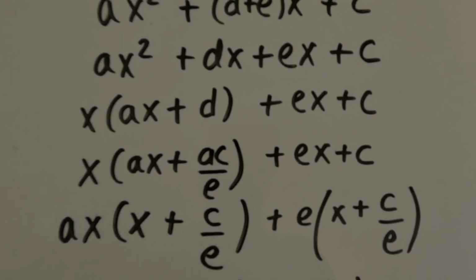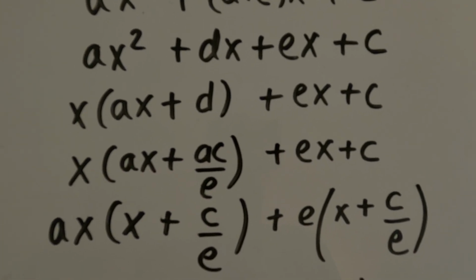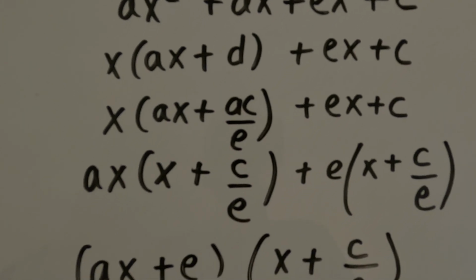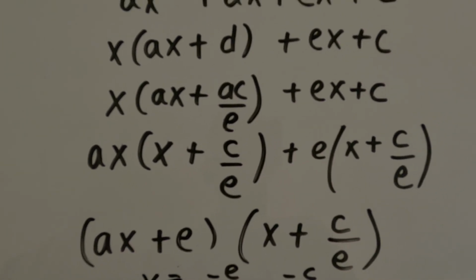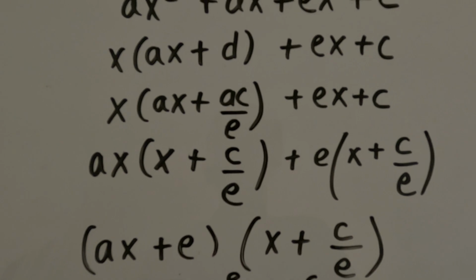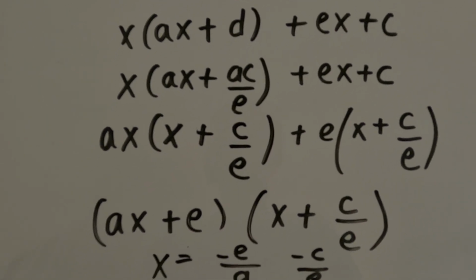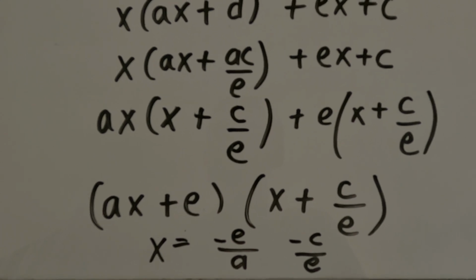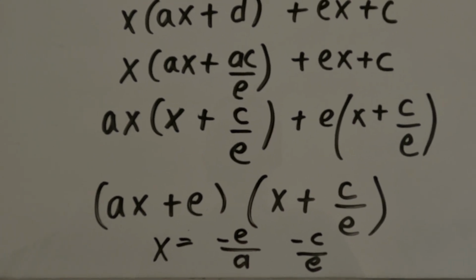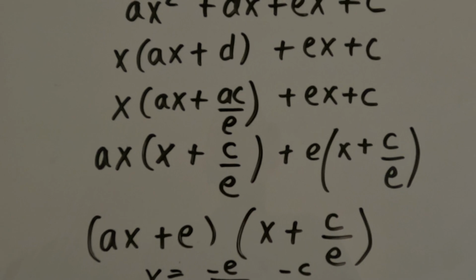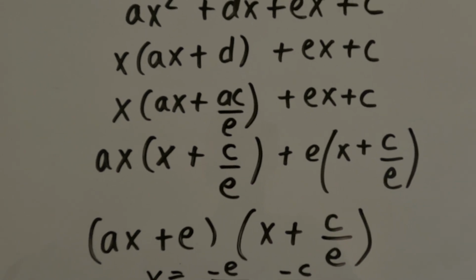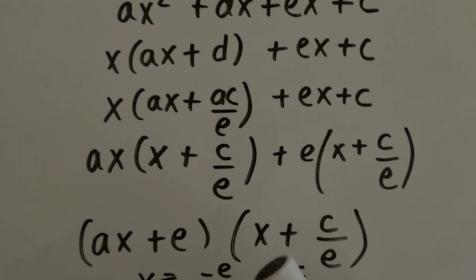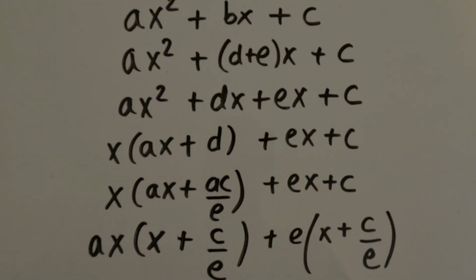And then we now have a common factor of x plus c over e. We can take that out and put it all together. We get (ax plus e) times (x plus c over e). And then the roots, if we're asked to find the roots, they're just minus e over a and minus c over e. Okay, but that is the actual factorization there. (ax plus e) times (x plus c over e).